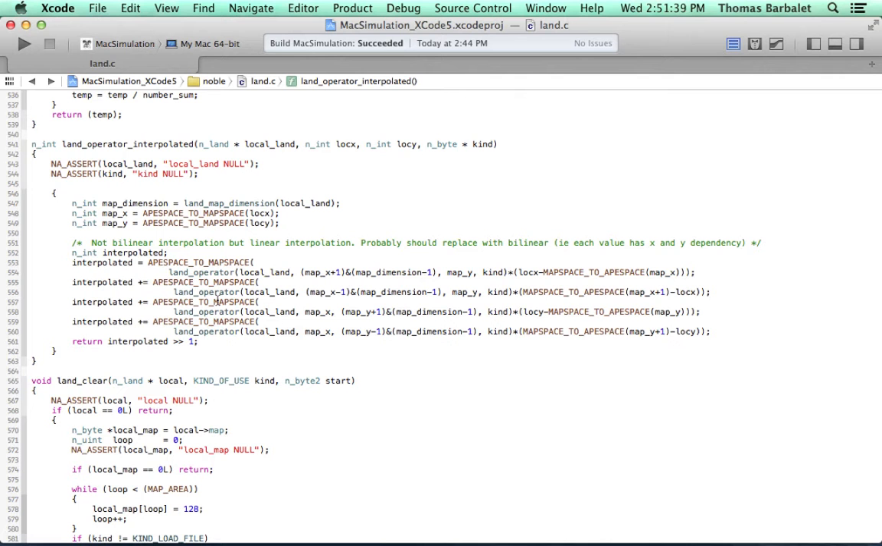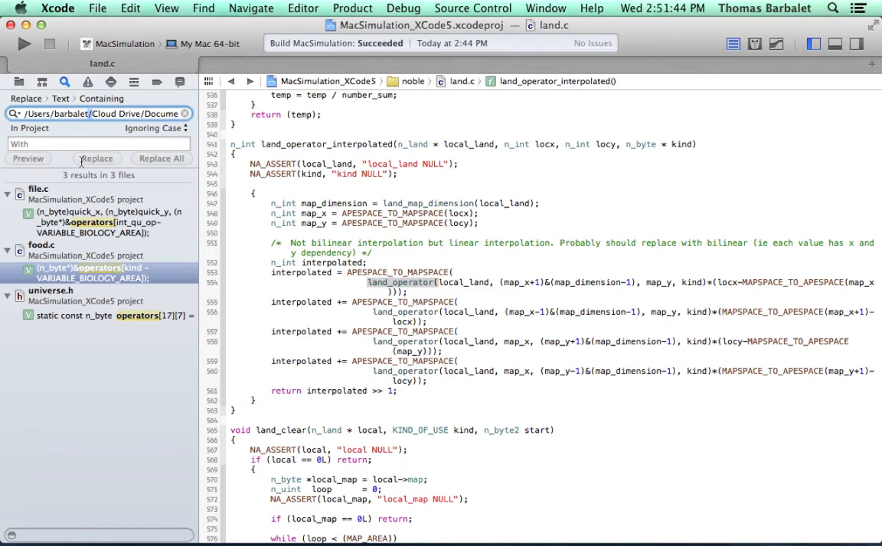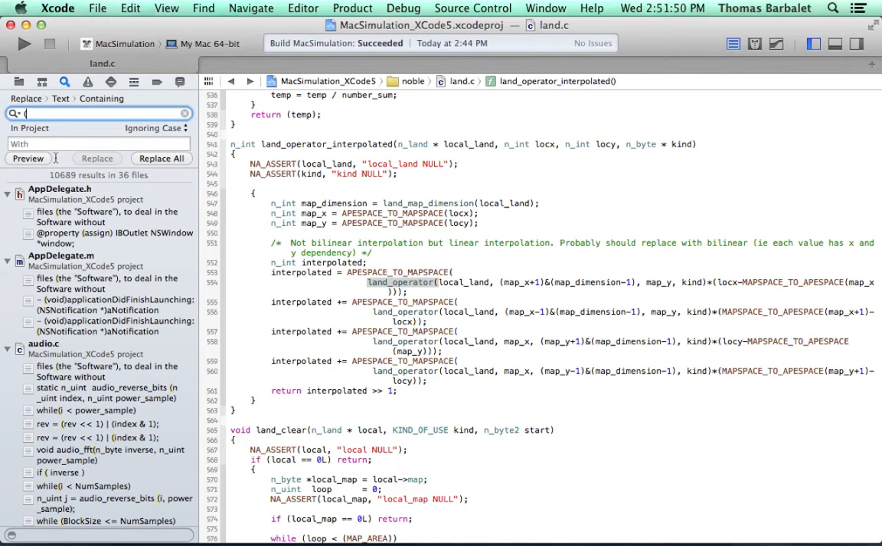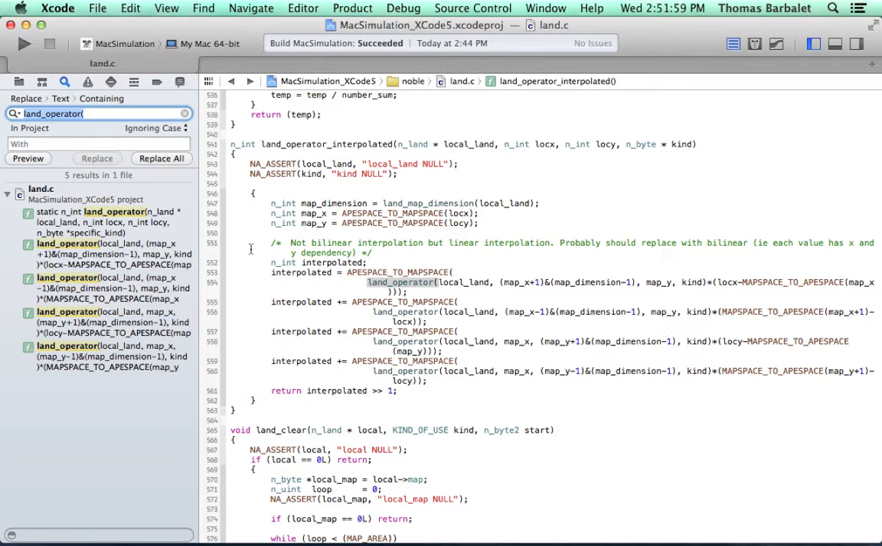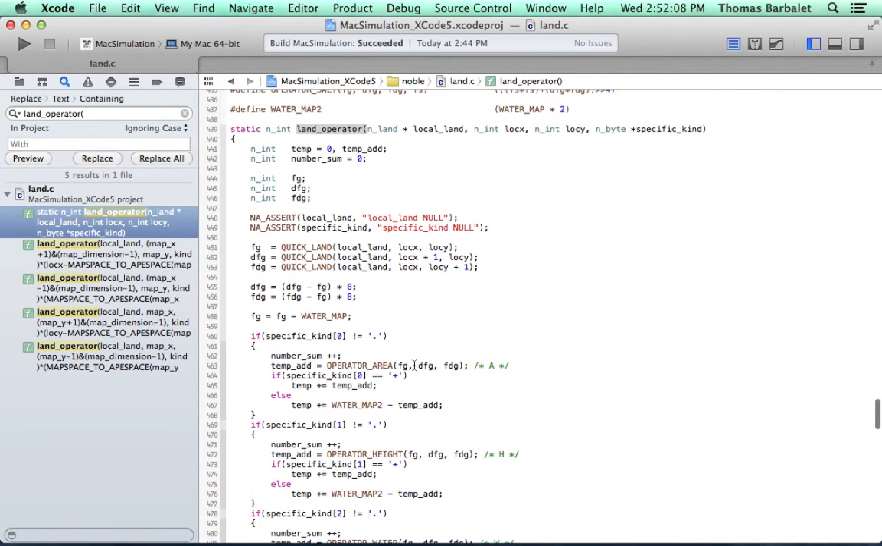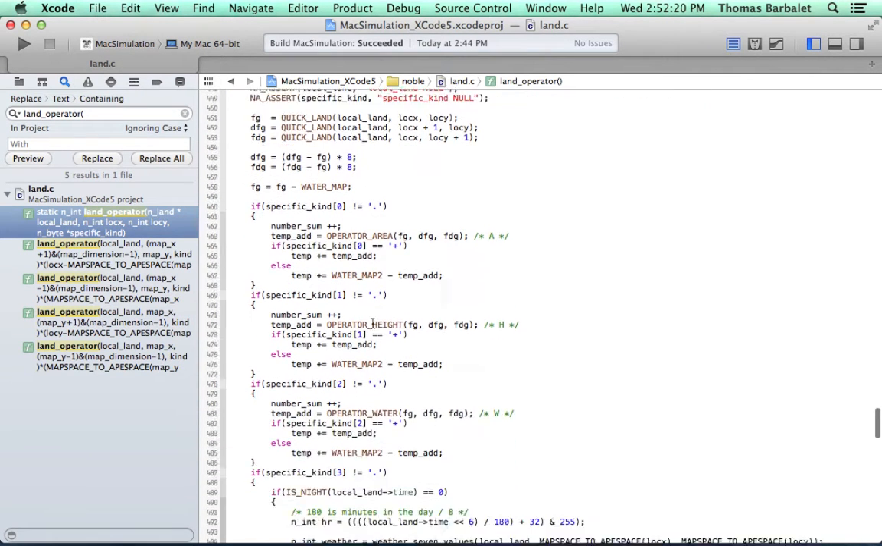And land operator is only, what? Land operator is only used within land. So yes, you would rewrite land operator, and instead of using this, you would use the high resolution map space, and you would do exactly the same calculation.